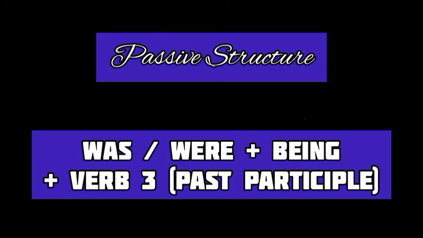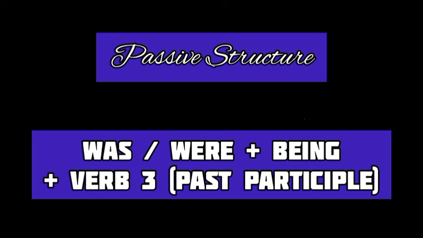Well, finally, let's see how the past continuous tense is used in the passive voice. Well, in passive voice, the past continuous tense has a different structure. It is the auxiliary verb was or were plus the ing form of verb be, being, and the past participle of the main verb or the third form of the main verb.